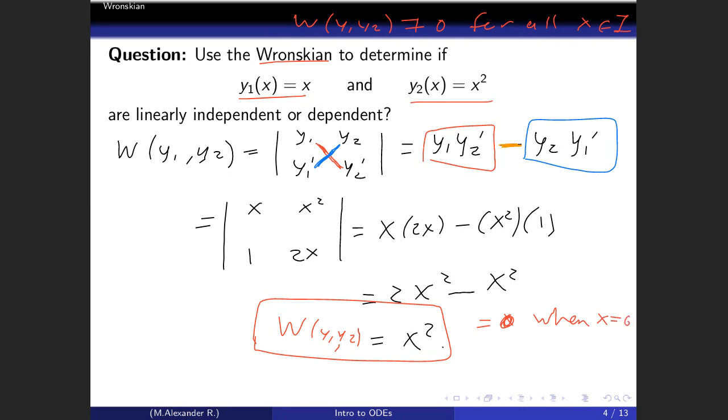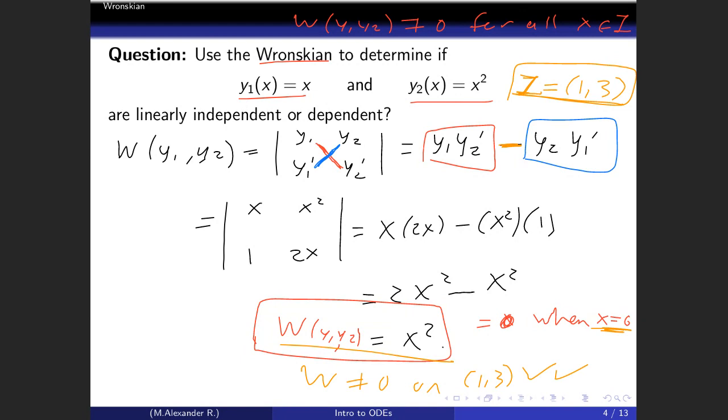So what that means is the following: whatever interval you have, as long as it does not contain 0, you're good to go. So let's say the interval 1, 3. Since x equal to 0 is not in the interval 1, 3, this Wronskian is not 0 on the interval 1, 3, and so you're good to go.